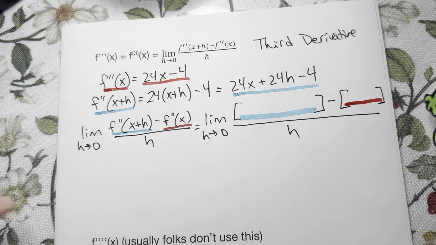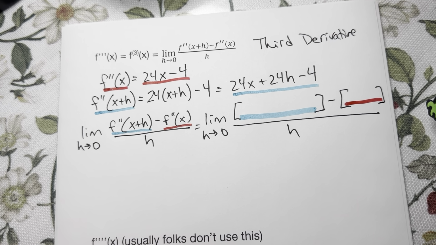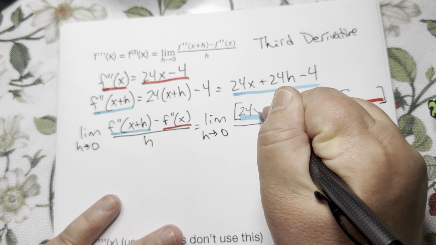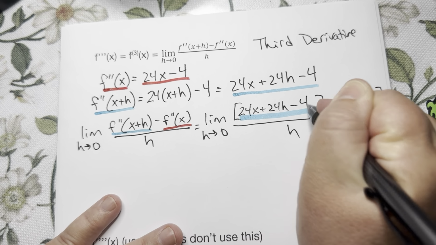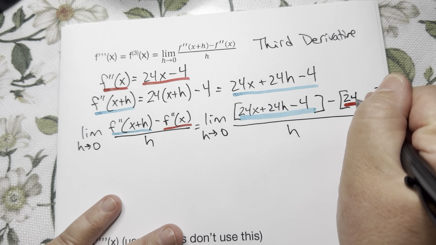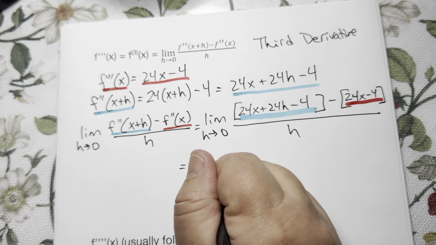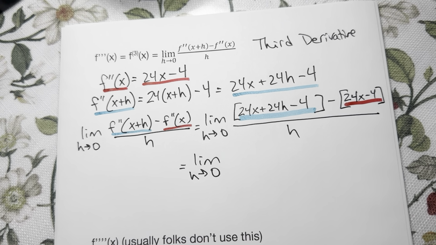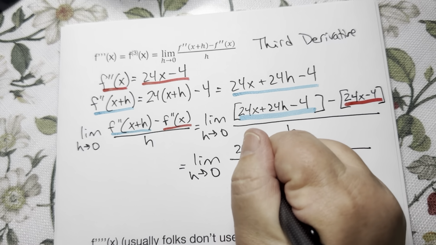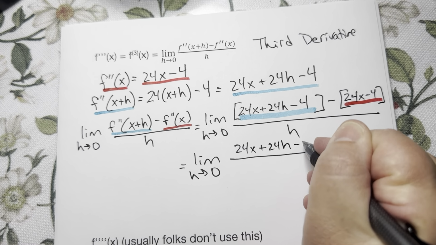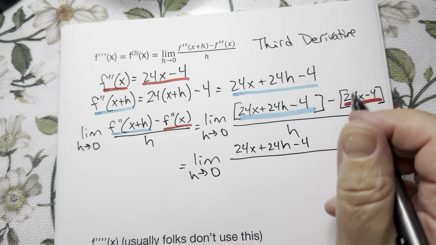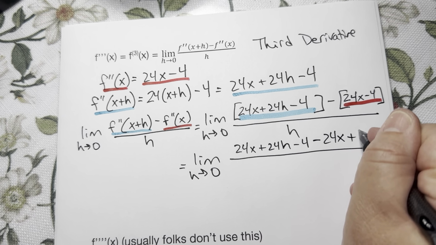And some people are going to ask, why are you doing it like this? Why don't you do the difference quotient first? And I said, well, this one is short enough that I can just kind of do it all at once. If you want to do it in 2 parts like I did the previous 2, that is great. You should do it that way. You can do it either way. So this is going to be 24x plus 24h minus 4. And this is going to be the original plain version, 24x minus 4. So we get the limit as h approaches 0 of 24x plus 24h minus 4. And now I'm going to subtract each of these, minus 24x plus 4.